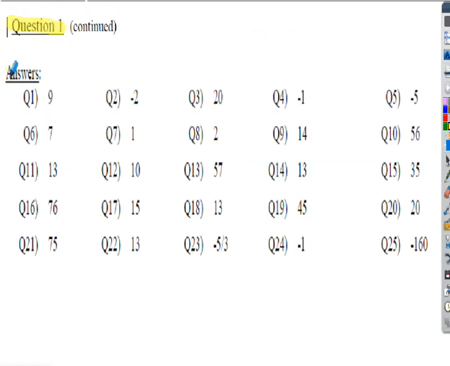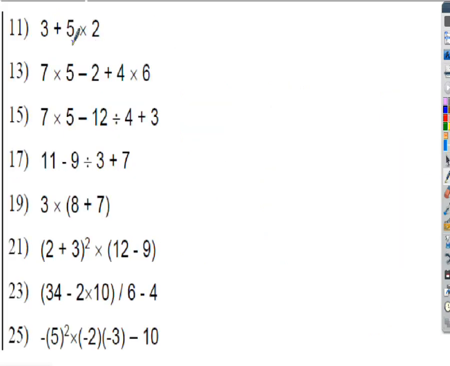Question 1, here are the answers for parts 1 through to 25. I will undertake some of the solutions on the following slides. So question 11, notice the precedence here is with the 5 multiplied by 2. So we will get 3 plus 10, 5 times 2 is 10, and that equals 13.